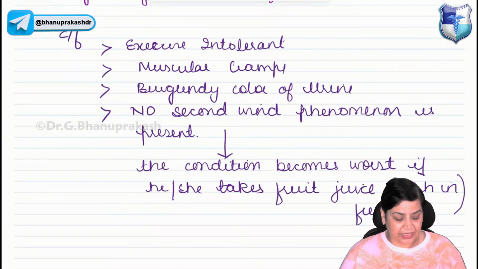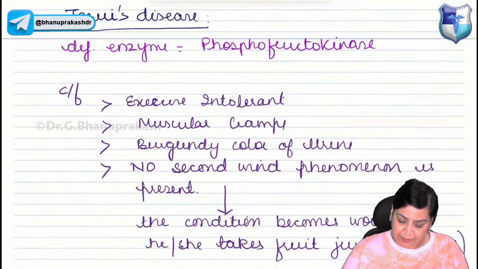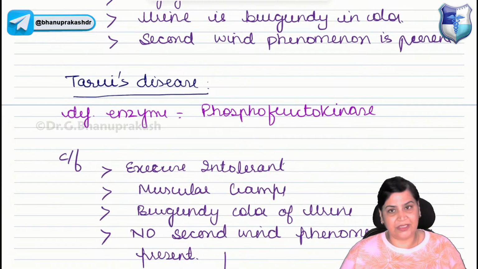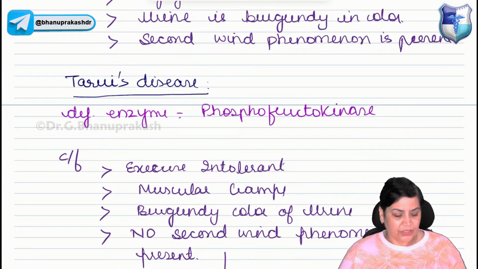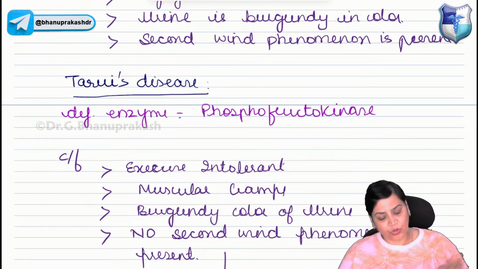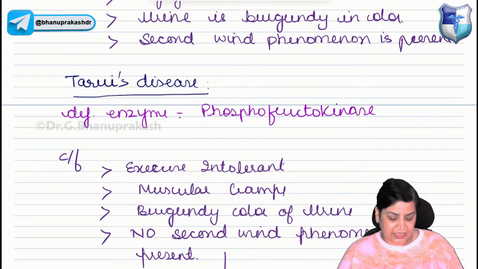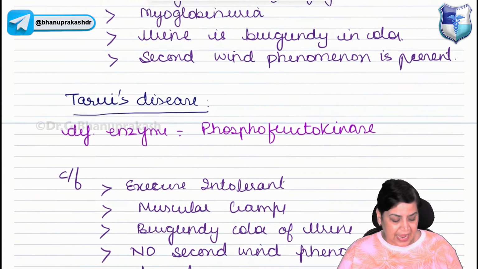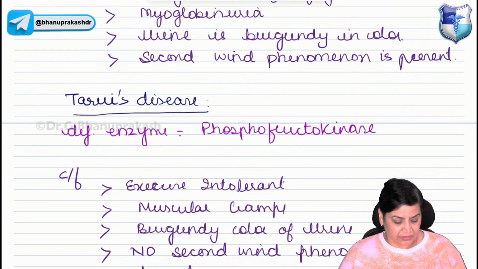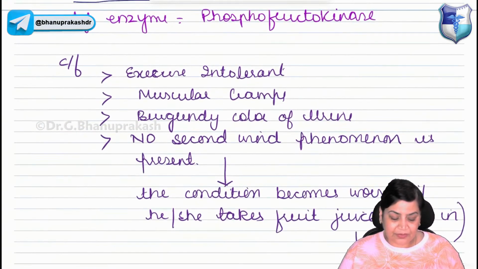Right? So this is the difference between McArdle's and Tarui's disease. Is it clear to all of you? Clear? Both are muscle storage disorders. Tarui's disease also is a muscle storage disorder, and this characteristic color is due to degradation of myoglobin.